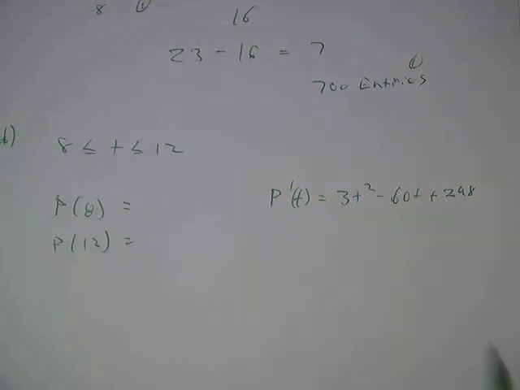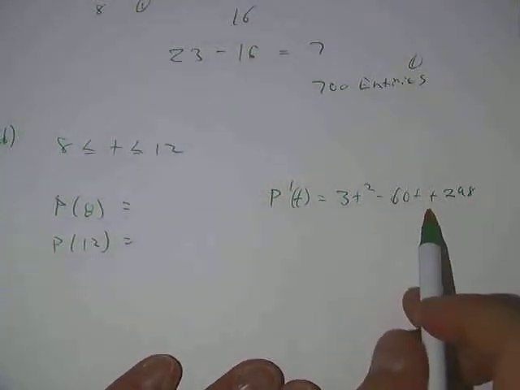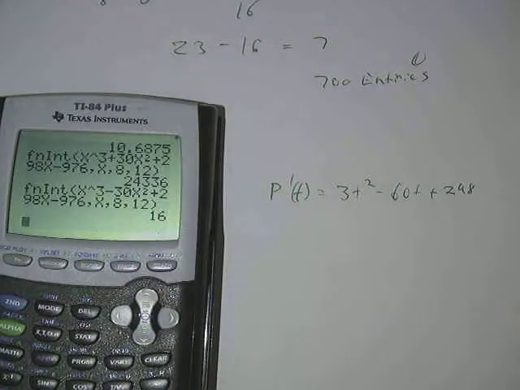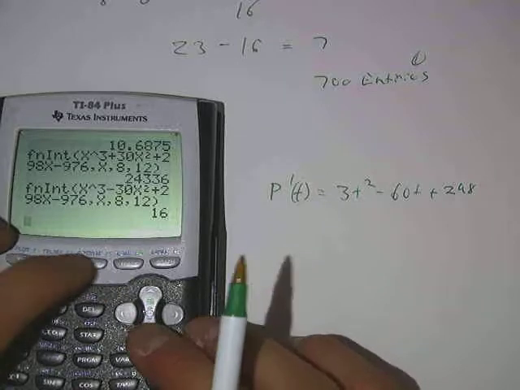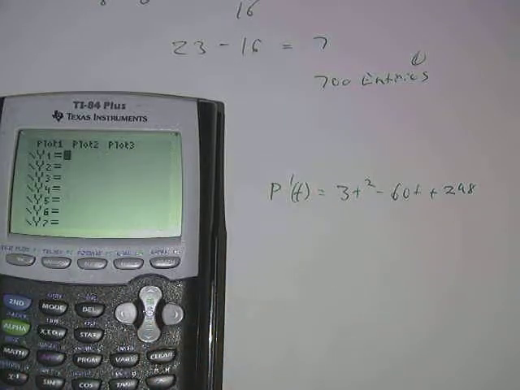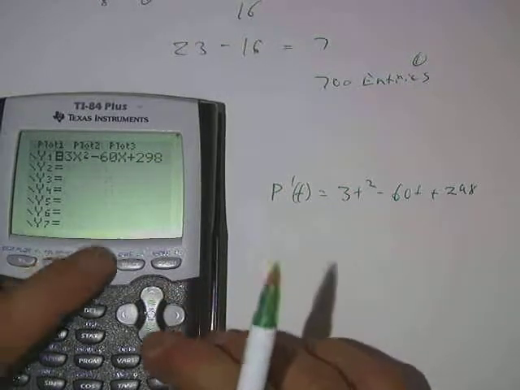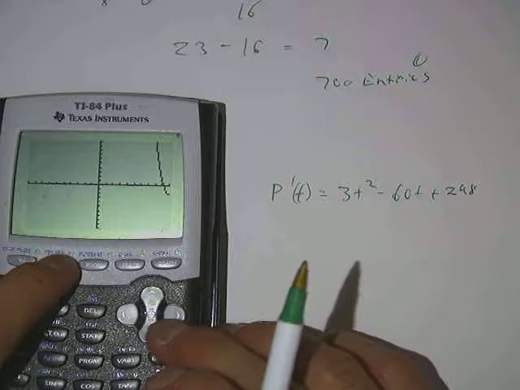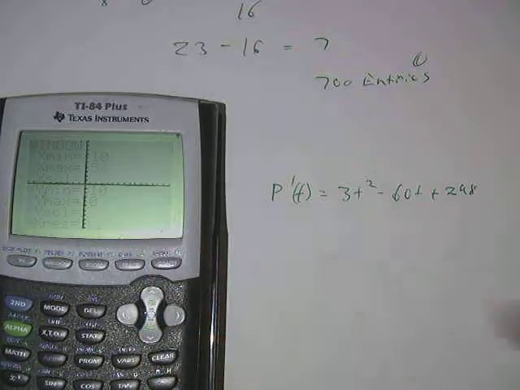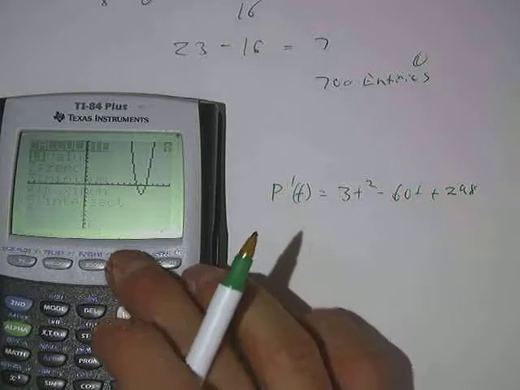P is our rate function. If we find the derivative of P, in our case that's going to be 3t squared minus 60t plus 298. Remember P is a rate, so if we put in 8, that's the rate at time 8, and 12 is the rate at time 12. We ultimately want to know which one of those is the biggest number. That would be our fastest rate, when P is the greatest number.